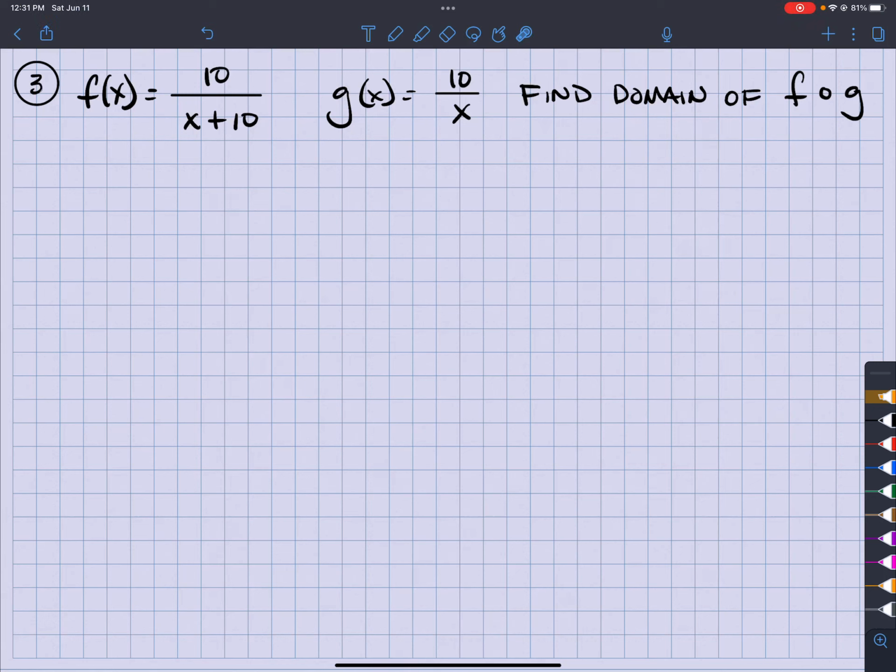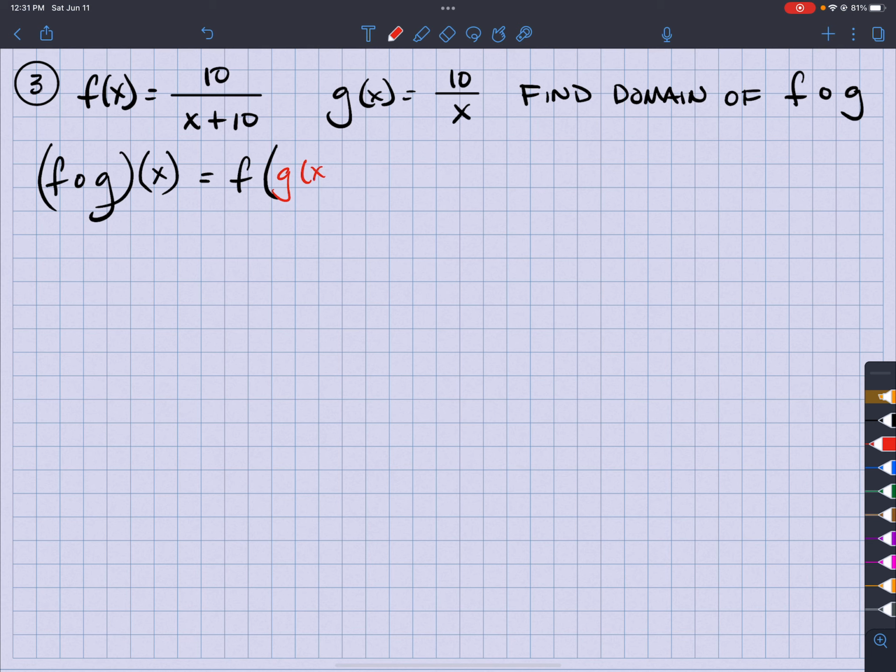All right, so we need to find the domain of the composite of f of g. So we got to first find a composite, then we can find the domain. So we got to find the composite f, composite g. And since, again, there's no number given, we're going to do it of x. So that means we got to do f of g of x.